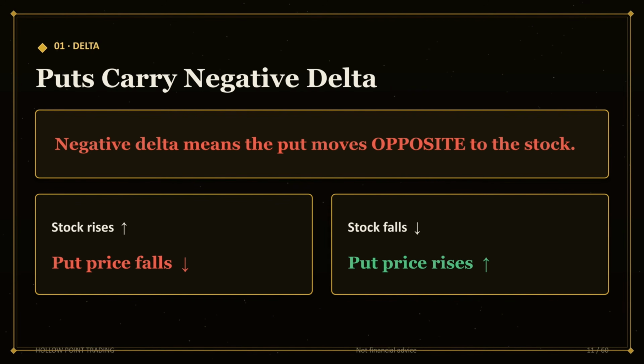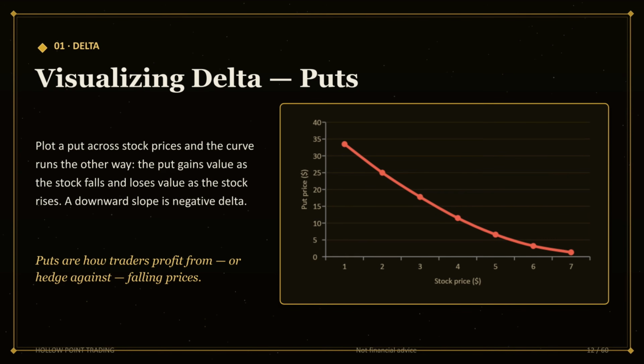Now, let's look at put options. They carry negative delta. This indicates that the put price moves in the opposite direction of the stock price. When visualizing puts, the curve trends downward. As the stock price falls, the put gains value. This is why puts are commonly used as a hedge against falling prices.